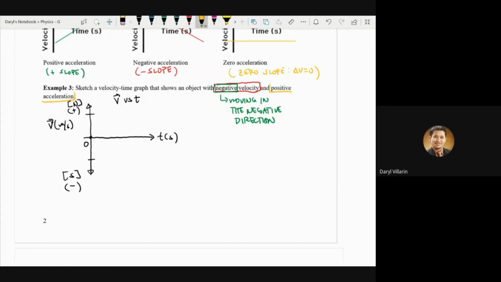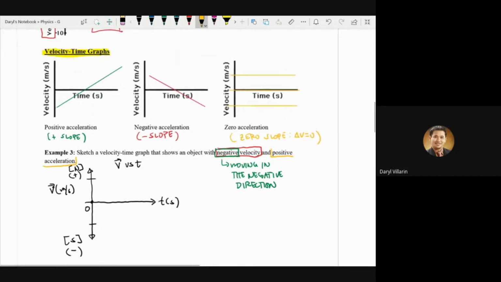Based on the discussion that we have here, when we create different graphs, positive acceleration pertains to a positive slope. So that means that negative velocity pertains to negative direction, and positive acceleration pertains to a positive slope in our velocity-time graph.